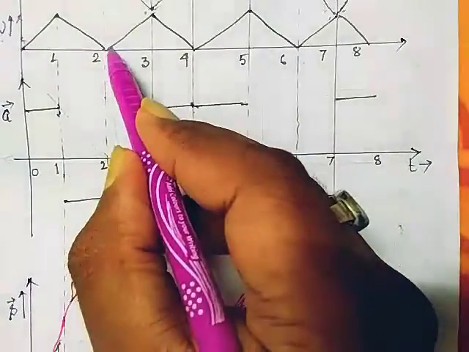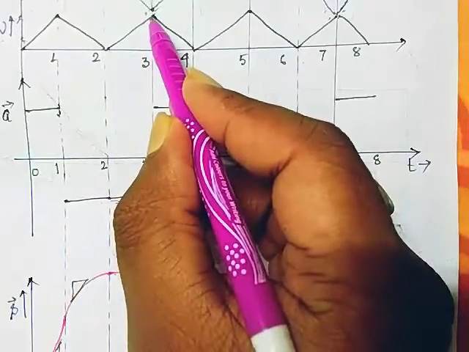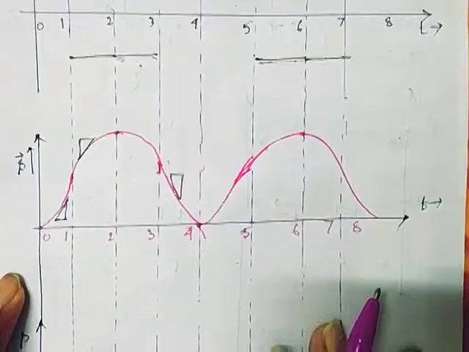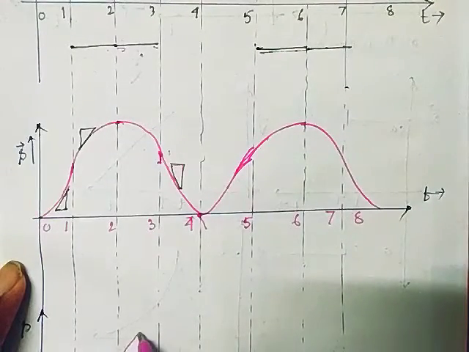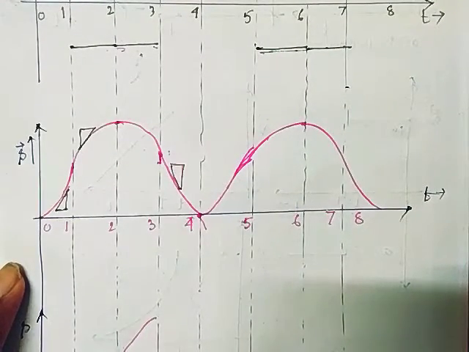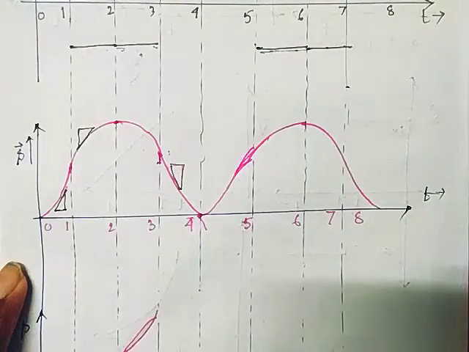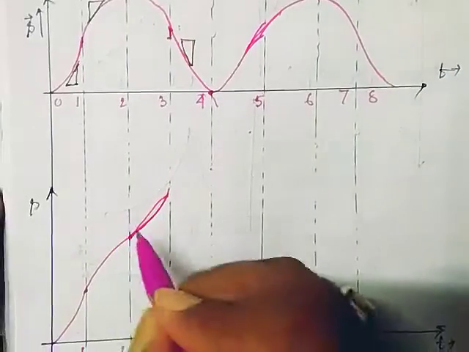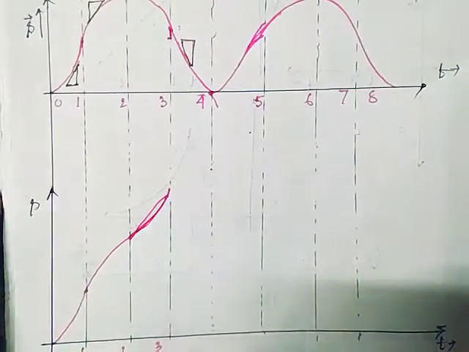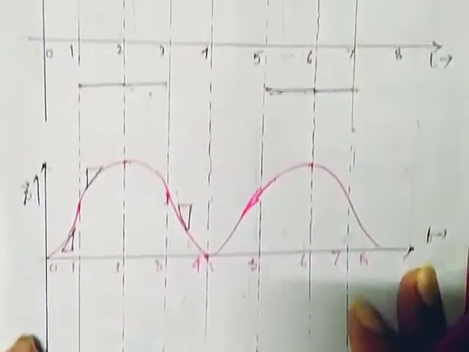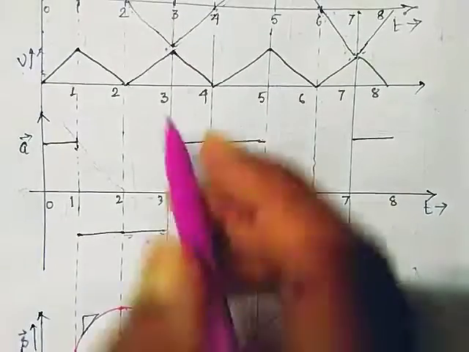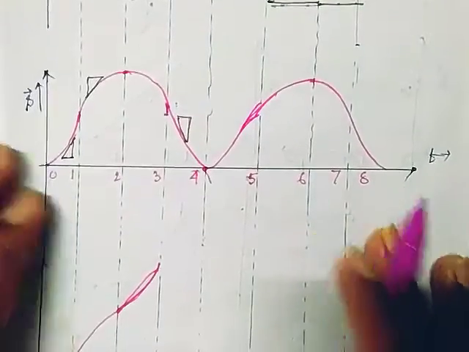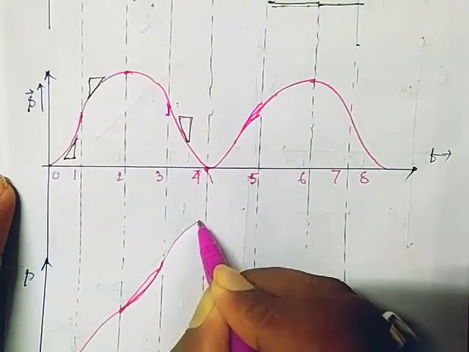After that the speed is again increasing, so the displacement will be like this. Sorry, the speed is again increasing. Since it is increasing, the slope should be like this. If it is increasing, the slope should be like this. After that, from 3 to 4, the velocity is again decreasing, so the slope will be like this.